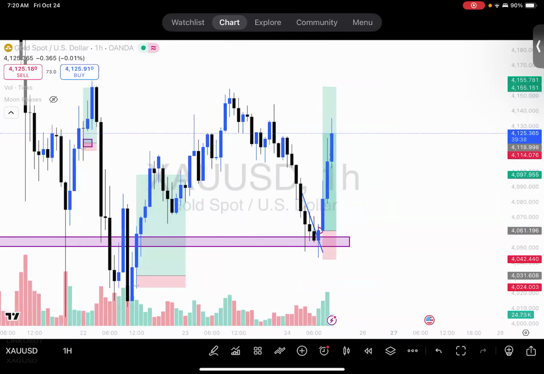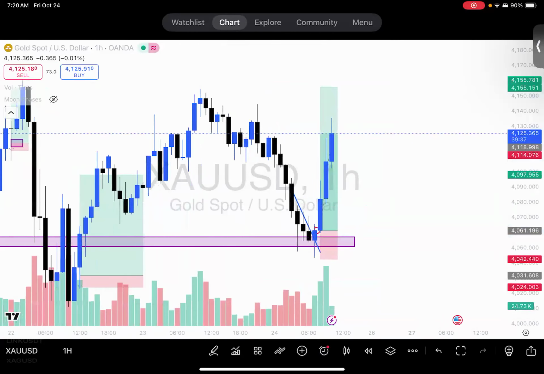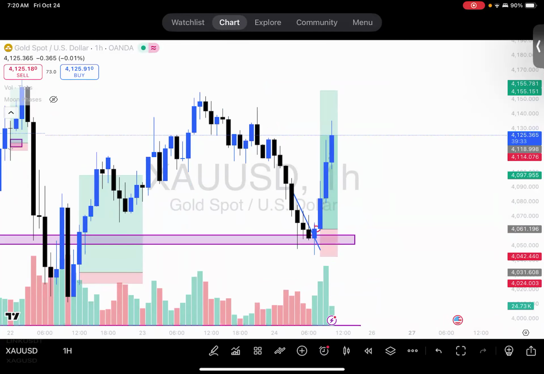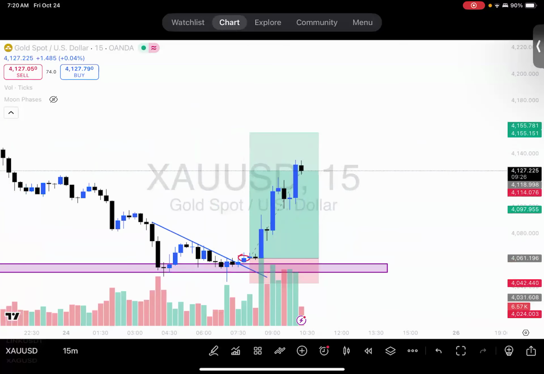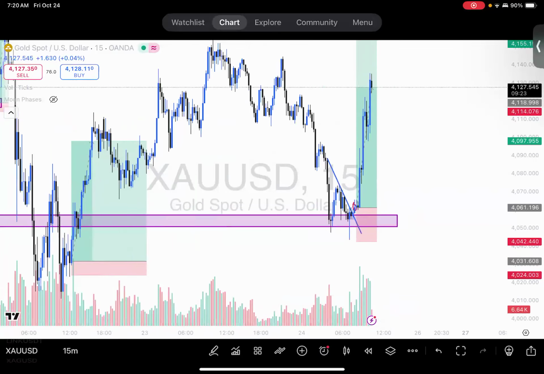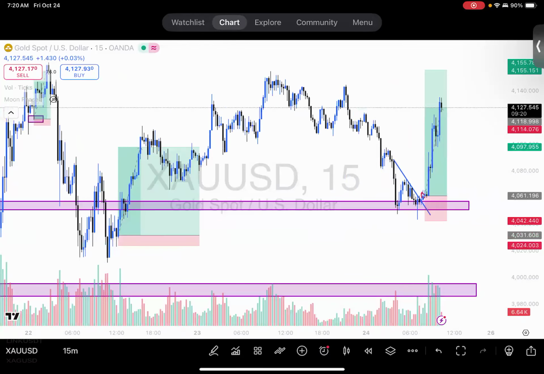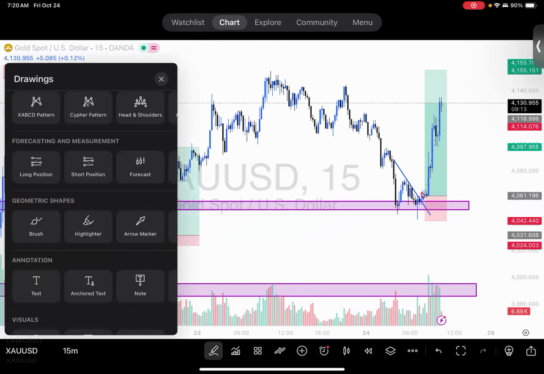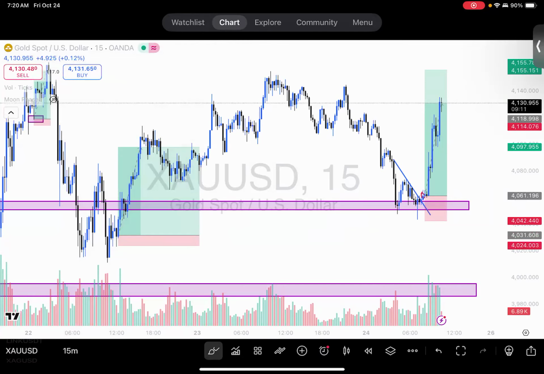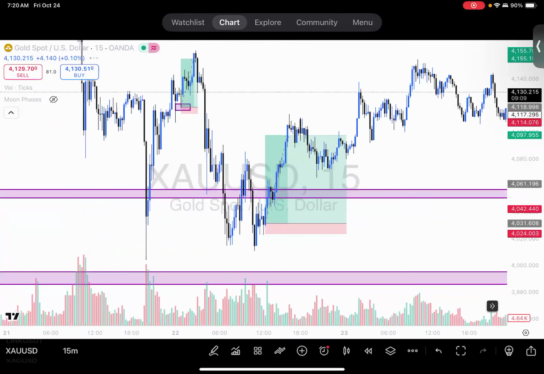So very beautiful, very textbook setup. It was also something that I was looking at with smart money. If you guys are trading smart money, if you follow Donnie's bootcamp, this is the setup that I was looking for with smart money.